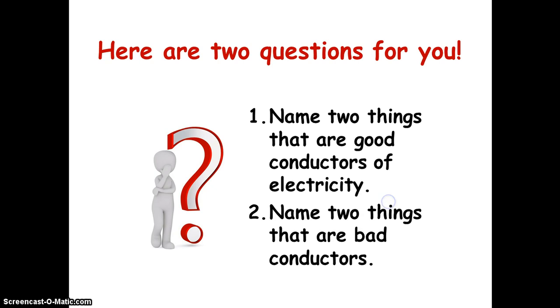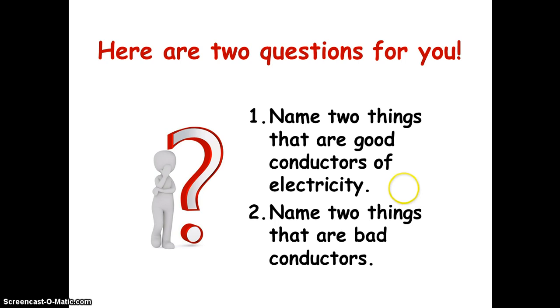Question number two, I want you to name two things that are bad conductors. So look around the objects around you and think of which ones cannot allow electricity to go through. Alright? I'll give you a little moment to think about that.